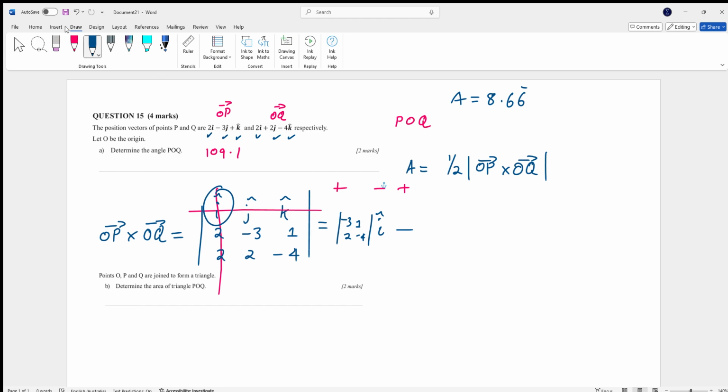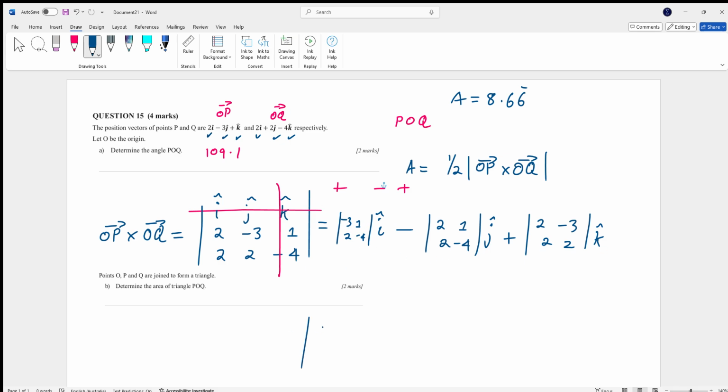Then it has to go minus, and then the next matrix here would be 2, 1, 2, -4, sorry. So 2, 1, 2, -4, and that's the J component. And then for the last one, move that line across, you're going to have plus 2, -3, 2, 2, K. Now you can already see this way is a little bit longer than the other ones.